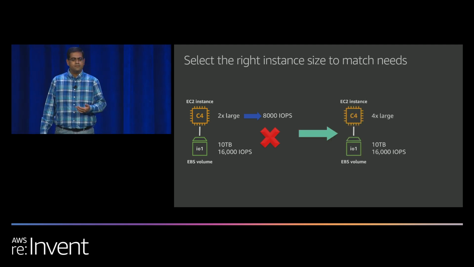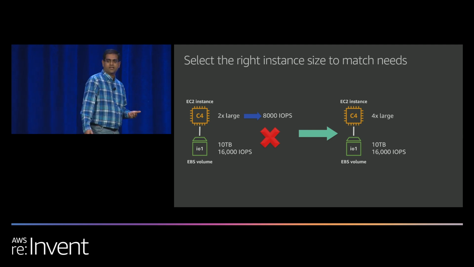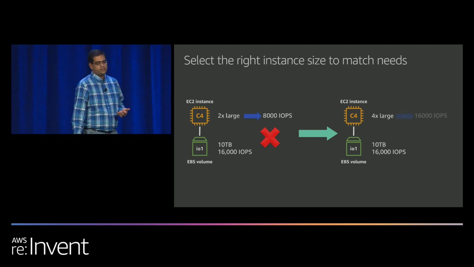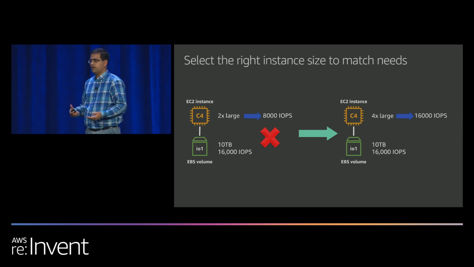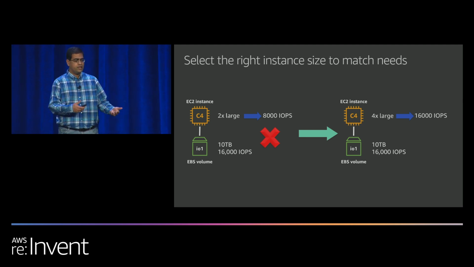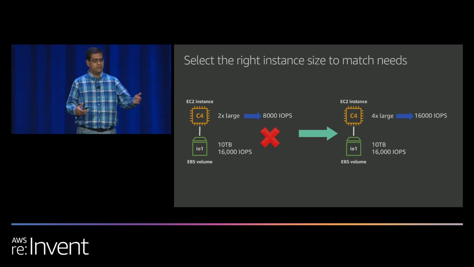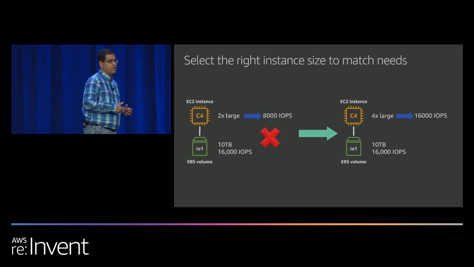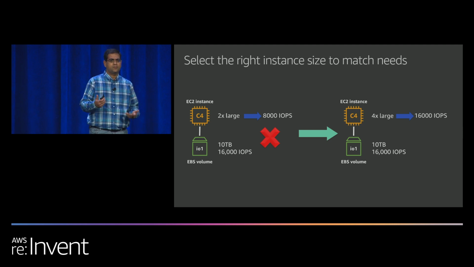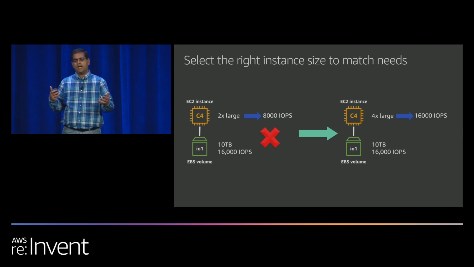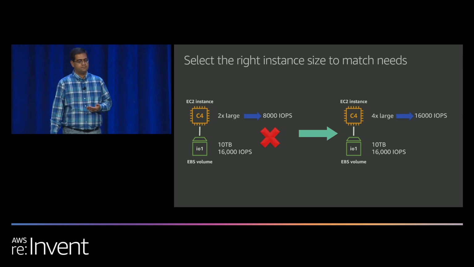Here's one way to fix it. You could go to a C4 4x large, which does 16,000 IOs. And now you have an instance that matches your provisioned IOPS volume IOPS. You could go the other way. You could keep the C4 2x large and reduce the IOPS on your IO1 volume to match the instance. Both of those options are available, but keep tabs of which instance type you're matching to your storage needs.